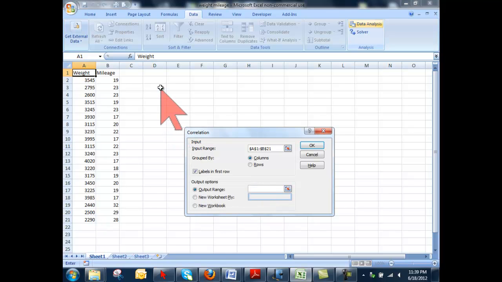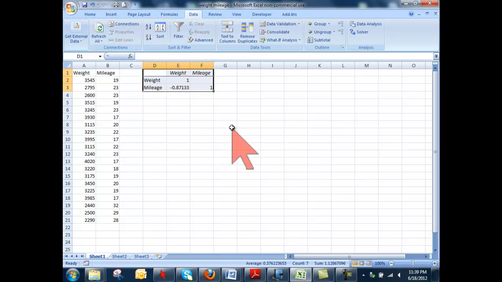Now, regarding the output, let me click Output Range and click in this box, and it's just saying where do you want the answer to appear. So anywhere off to the side here would be fine. I'll click cell D1 and then click OK. And here it is giving the correlation coefficient between the variables.